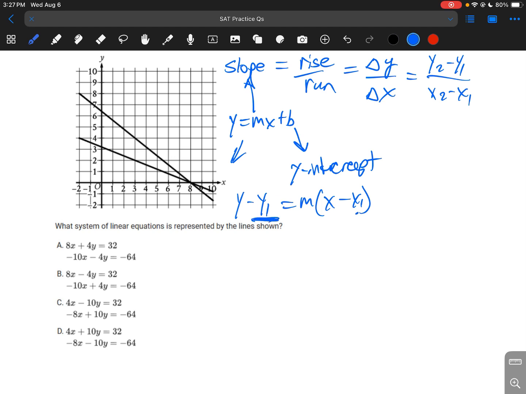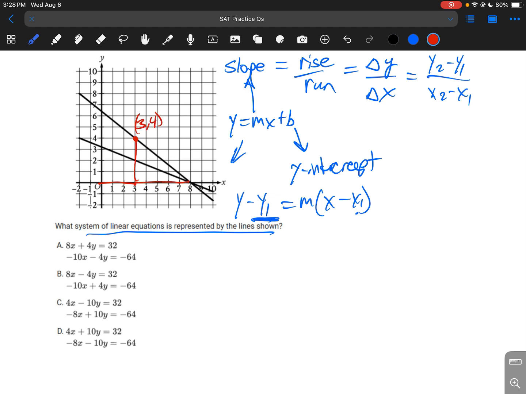So this question is asking us for the system of linear equations shown here, which is just the equation of this line and the equation of this line. Let's start by finding the slope of our top line here. So the slope is y2 minus y1, so we need 2 points on our line. So we could pick this one here, because we know exactly where it is. It's 3 and 4.